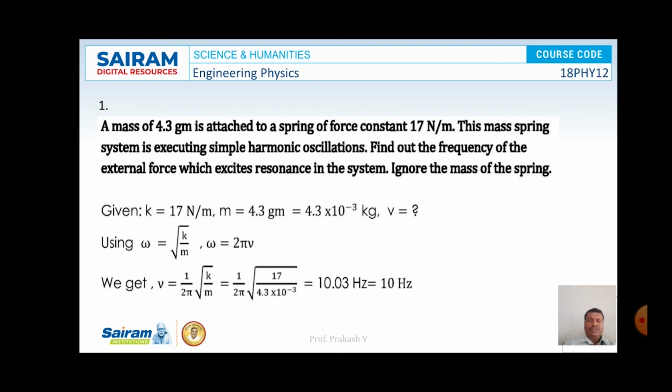Now the given data is k equal to 17 Newton per meter and m equal to 4.3 grams. Convert that into kg, so 4.3 into 10 to the power minus 3 kg. So we know that omega is equal to square root of k by m, or omega is equal to 2 pi mu. So the frequency mu is equal to 1 by 2 pi into square root of k by m, that is equal to 1 by 2 pi into square root of 17 divided by 4.3 into 10 to the power minus 3. So when we calculate, the value becomes 10.03 Hertz, or it is equivalent to 10 Hertz.